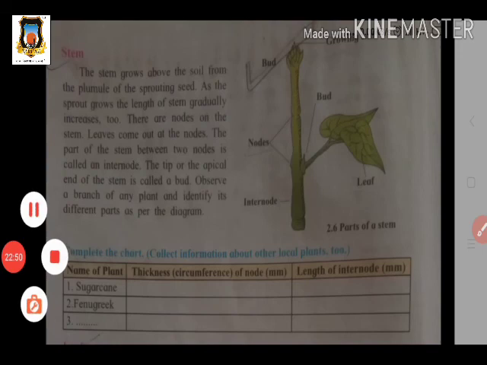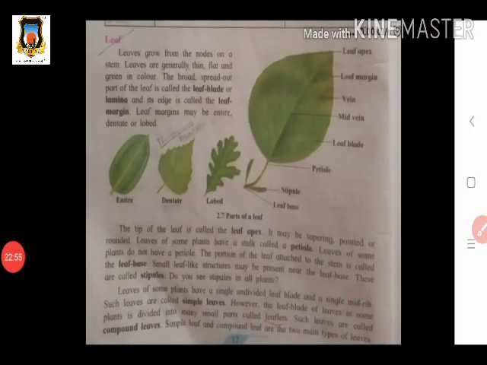Okay, so here we see the parts of the plants, that is the roots and their types, and also the second part, stem. So I hope you understand all these concepts.